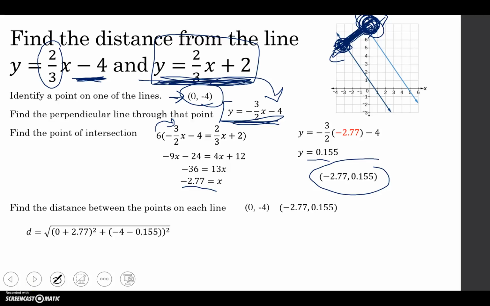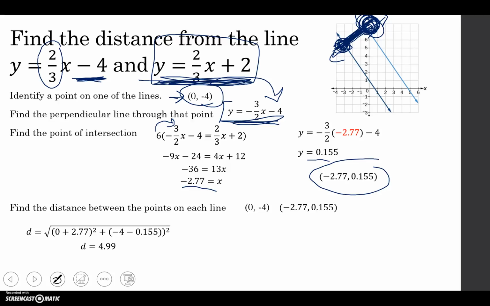So I'm going to do 0 minus negative 2.77, which is the same thing as saying 0 plus, and then -4 minus 0.155. And when I plug and chug that into my calculator, I get about 4.99. Again, we like to go about 2 decimal places. If you said 5, it's not the end of the world, but that's kind of the idea behind it. Okay? So here's our first example.